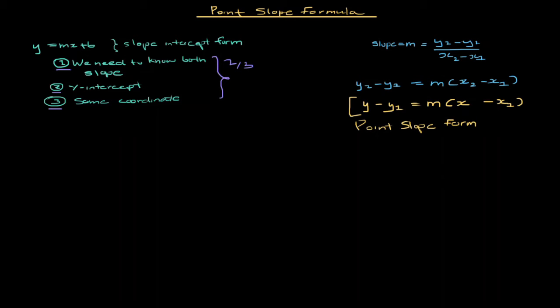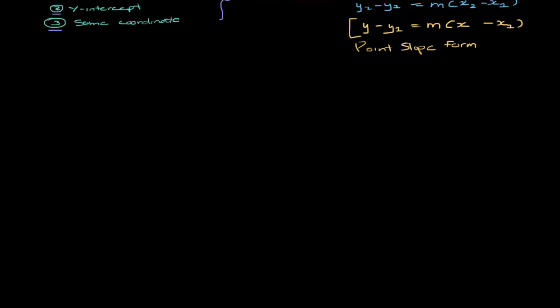Let's do some examples and get our hands dirty. Example 1. Find the equation of a line such that the line goes through the point (3, -4) and has a slope of m equals 3 over 5.